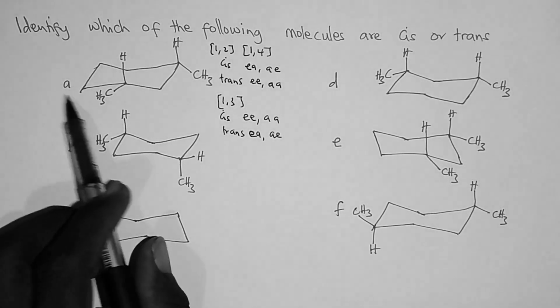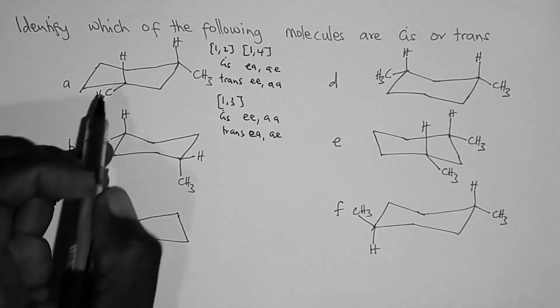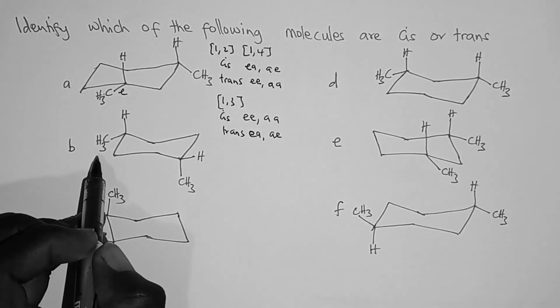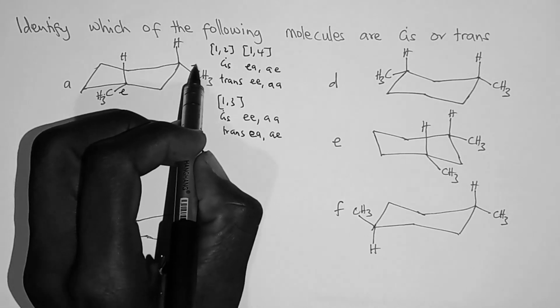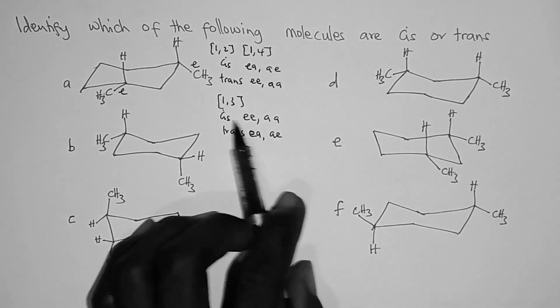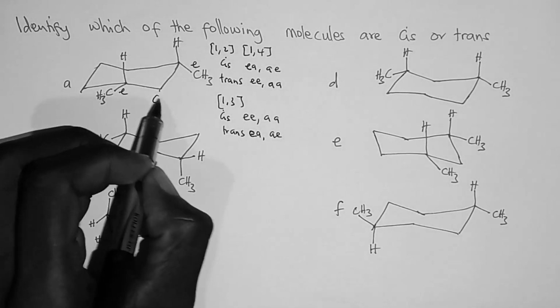So let's come to this one. You see that this is a 1-3 relationship, and this methyl group is in an equatorial position, and this CH3 too is also in the equatorial position. So 1-3 EE is what? A cis, and therefore this is a cis.